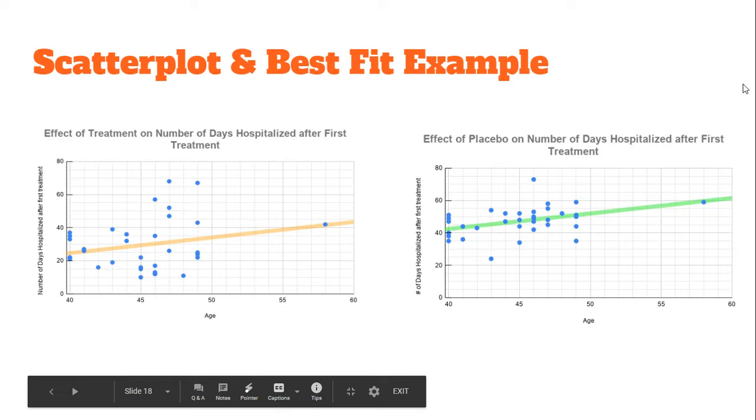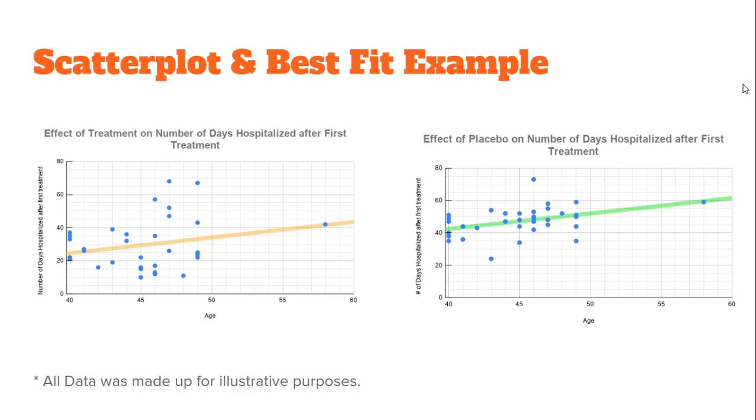Scatter plots and best fits. These are used when you are looking at very large sets of data. This is when you're talking about like hundreds or thousands of pieces of information, and you're really trying to look for a trend or a pattern amongst it. It may not be very obvious as you look at these individual points what the general pattern is.